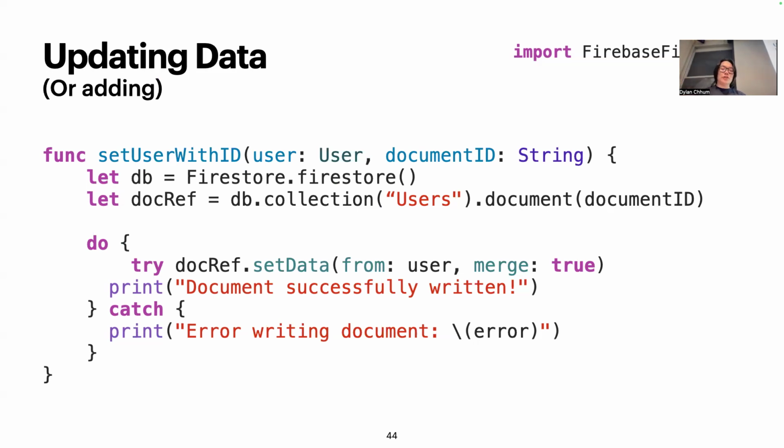So if you want to change a user's information, here's an example of how you do it. Once again, we have our do catch. We want to make sure we have our error checking. Additionally, you can add some async and async await functions, because you don't want your app to stall when it's trying to make that little network call.